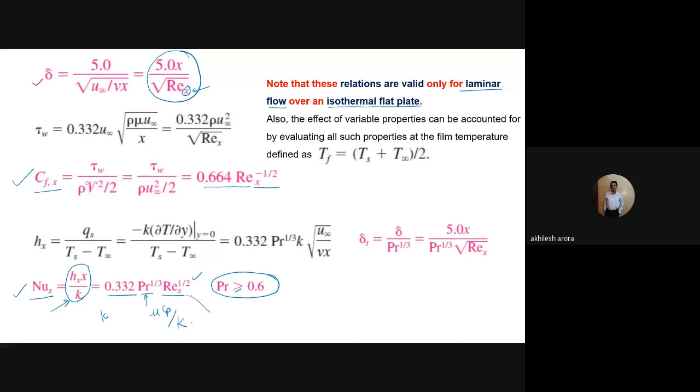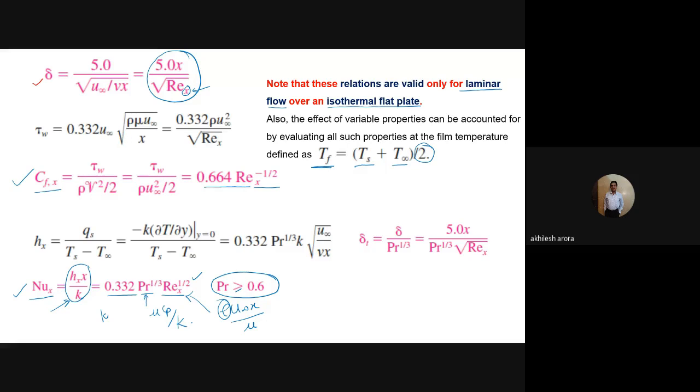The Reynolds number is given by rho u infinity into x divided by mu, so rho comes into the picture. All these properties have to be calculated at the film temperature. T_f stands for the film temperature, which is equal to the sum of the surface temperature and the free stream temperature divided by 2. So it is basically the mean temperature we are calculating.